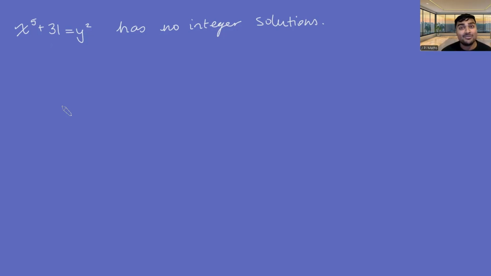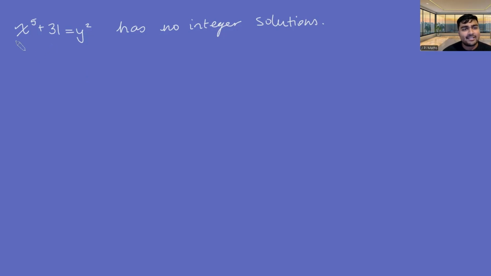Let's dive into a problem which comes from the Kazakhstan Olympiad paper. We have x^5 + 31 = y^2. That equation we want to show has no integer solution, so that there are no integers x and y that satisfy this equation. Let's dive into a solution here.